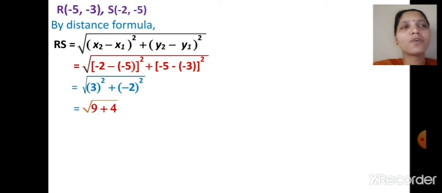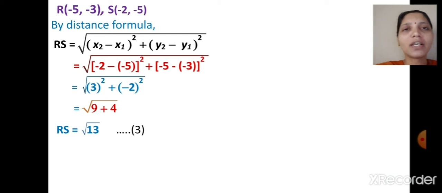So 9 plus 4 is again square root of 13. So you got RS is equal to root 13. Write this equation as equation 3. Now let's find the distance between PR. These are the sides of quadrilateral PQRS. We are finding the lengths of sides of this quadrilateral.